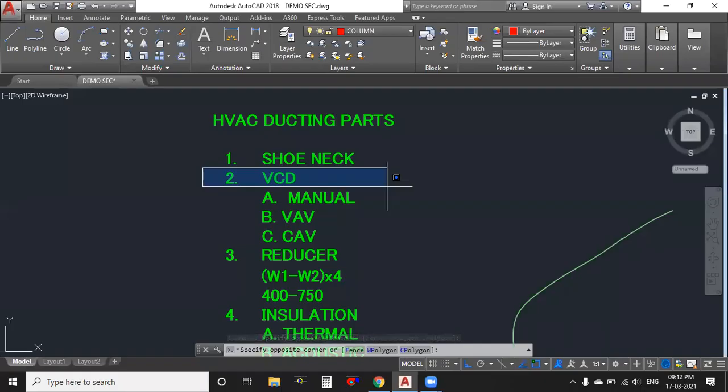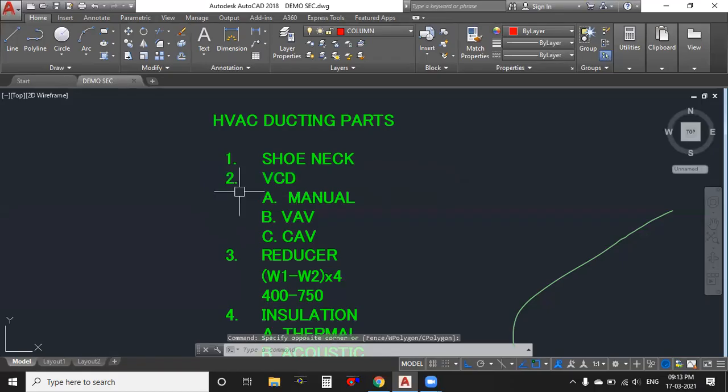VCD means to control the airflow. In VCD, we are having three types of VCD. VCD stands for volume control damper. One by one we will go. VAV means variable air volume.